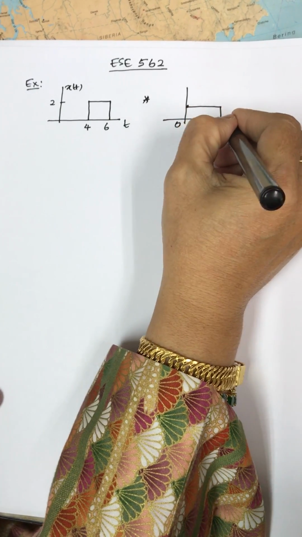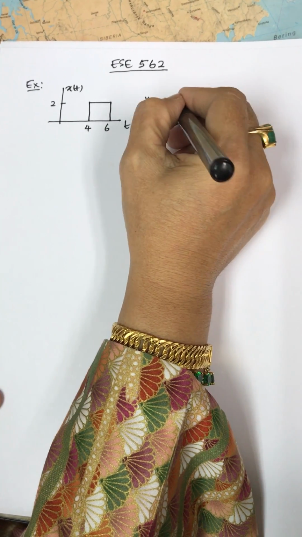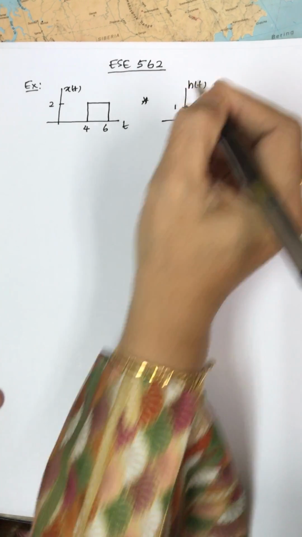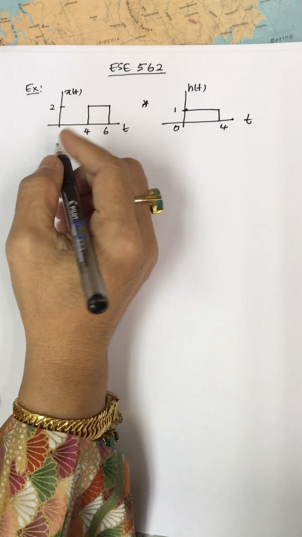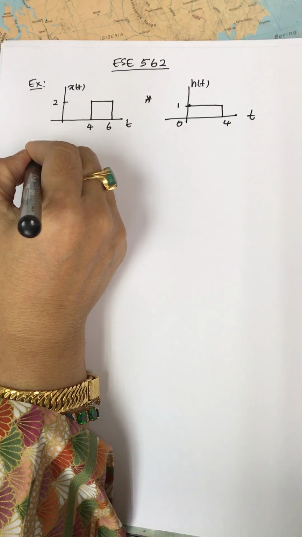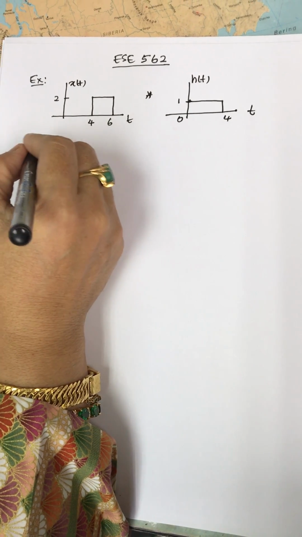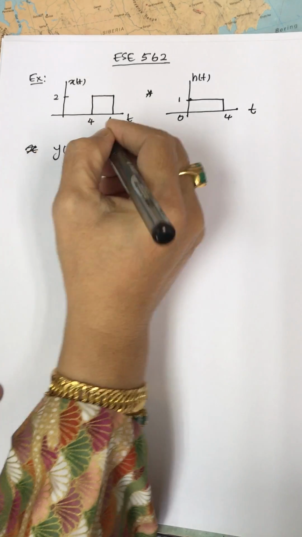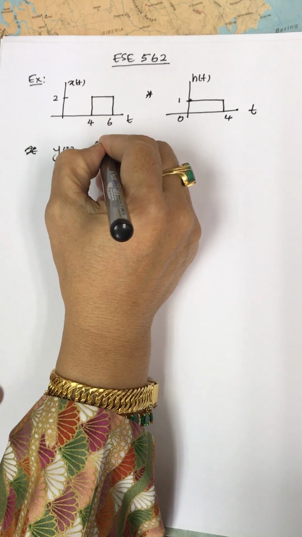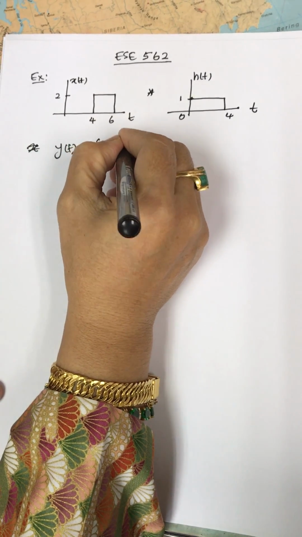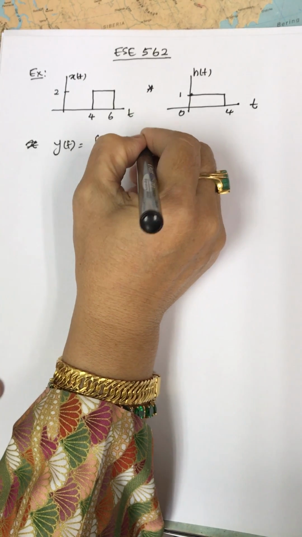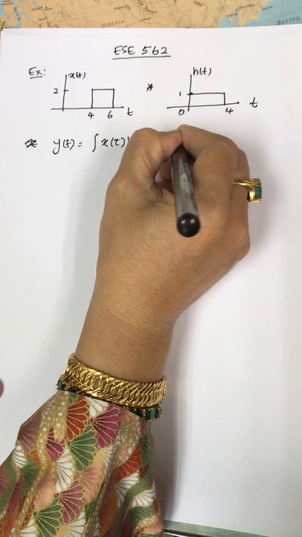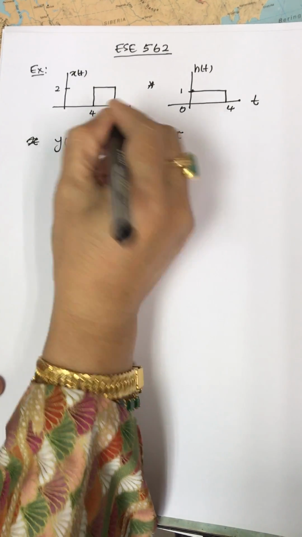between 0 to 4 and the amplitude is 1. So this is h of t. We know the mathematical formula for convolution: we will take the output to be y, which is equal to x of tau h of t minus tau d tau, integrated from minus infinity to infinity.